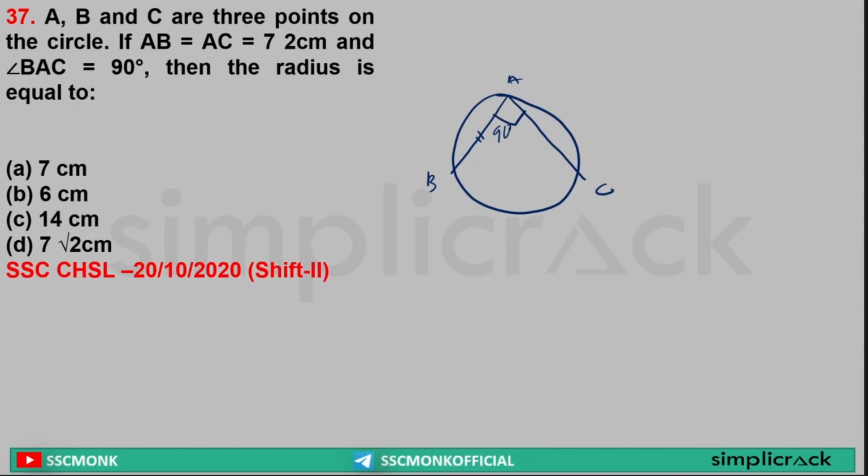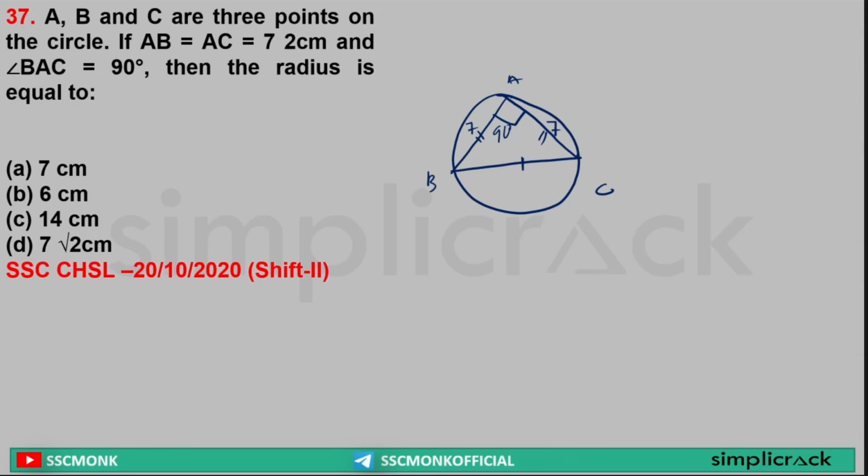See, if this is 90 degree, this side is equal to this side, and if this is 7, this is 7. BC equal to what? Now see, before I think about anything else, whenever you are seeing an angle that is on the circumference of the circle, and this is 90 degree, then this is equal to the radius, and radius equal to 7 square minus 7 square.